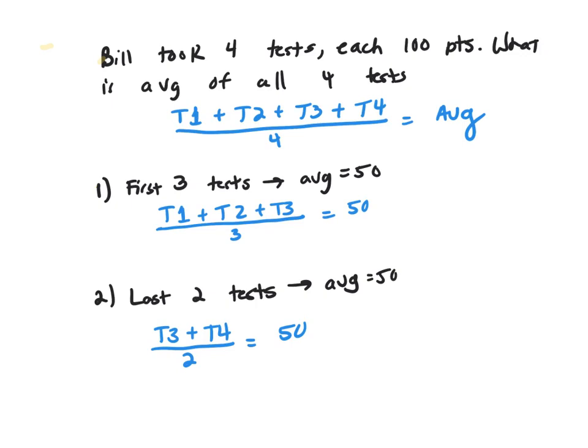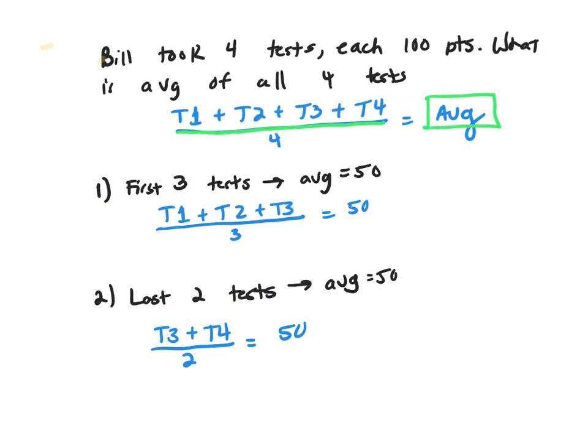Bill takes 4 tests. Each is 100 points. We want to find the average of all 4 tests. So that's what I've done here. Test 1 plus test 2 plus test 3 plus test 4 divided by 4 would give me the average, and that's what I'm trying to find.